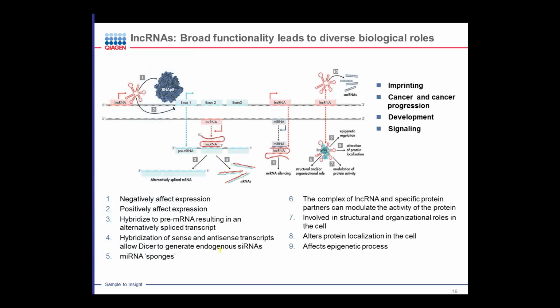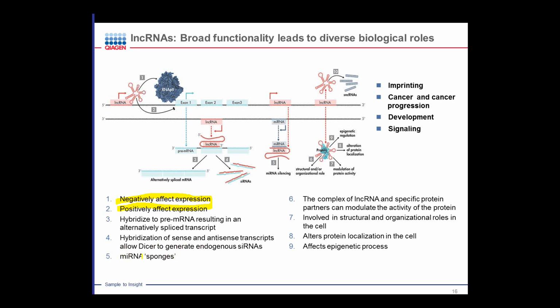Everything you can imagine that a long non-coding RNA could do in a cell, essentially it will be found at some point that they're doing. So they can interact with the transcriptional machinery at an mRNA encoding locus and negatively affect expression. They can positively affect expression. They can hybridize to a pre-mRNA and result in changing the splicing pattern for that mRNA from its precursor. The antisense long non-coding RNA transcript can hybridize to a sense strand coding transcript, make a double-strand RNA, and allow DICER to generate endogenous siRNAs.